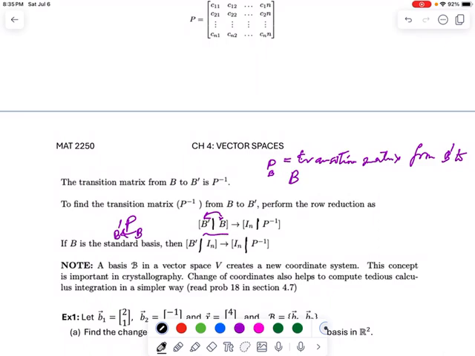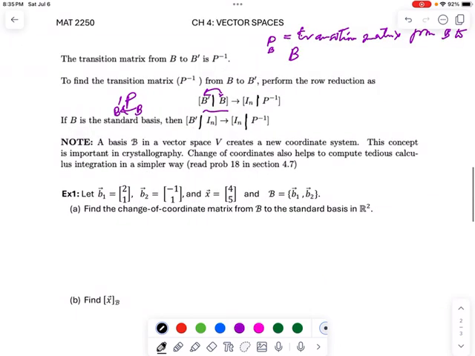Now note, a basis B in a vector space creates a new coordinate system, and this concept is important in crystallography. Change of coordinates also helps to compute tedious calculations in calculus integration in a simpler way. If you recall, when we use a substitution, it means we are going into another space. Okay, so let's look at examples.